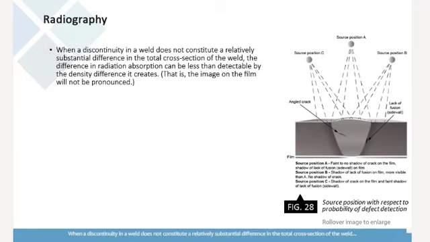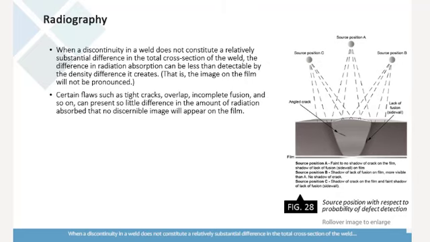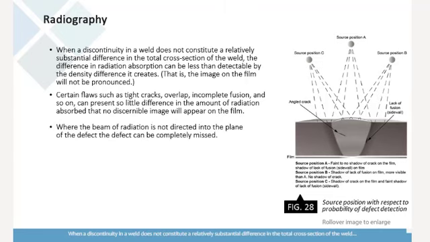When a discontinuity in a weld does not constitute a relatively substantial difference in the total cross-section of the weld, the difference in radiation absorption can be less than detectable by the density difference it creates. That is, the image on the film will not be pronounced. Certain flaws such as tight cracks, overlap, incomplete fusion, and so on, can present so little difference in the amount of radiation absorbed that no discernible image will appear on the film. A defect where the beam of radiation is not directed into the plane of the defect can be completely missed. This is the main limitation of radiography.